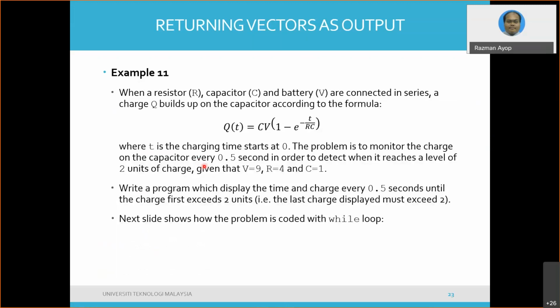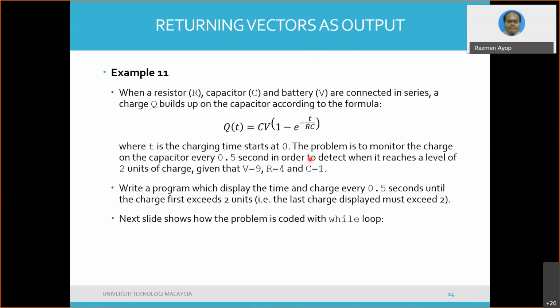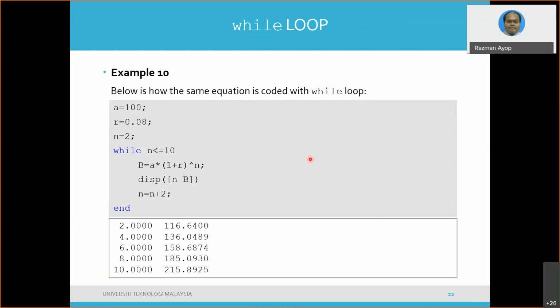Next example, returning a vector as output. For this case, I think we don't have enough time to go through it here. So we will stop at example 10, and we will continue next week. Before I end the class, any questions?